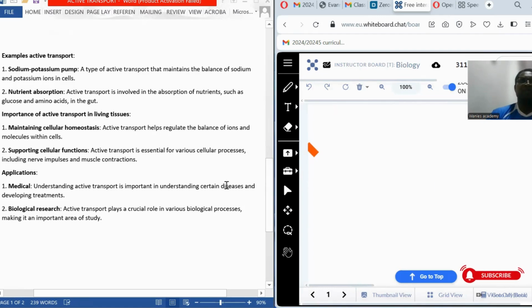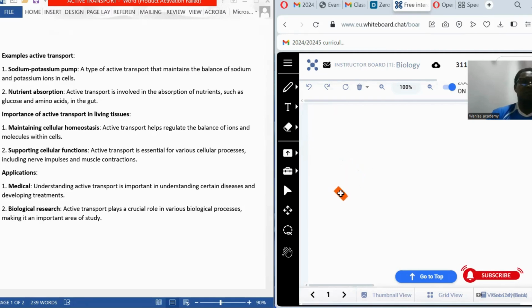This involves the movement of nutrients such as glucose and amino acids in the gut during digestion. We have some importance of active transport in living tissues, including maintaining cellular homeostasis. Homeostasis is a process where a steady and constant internal environment is maintained in the body of living tissues or living organisms. So active transport helps to maintain cellular homeostasis. It maintains a balance in ions and molecules within the cells of living organisms during homeostasis.